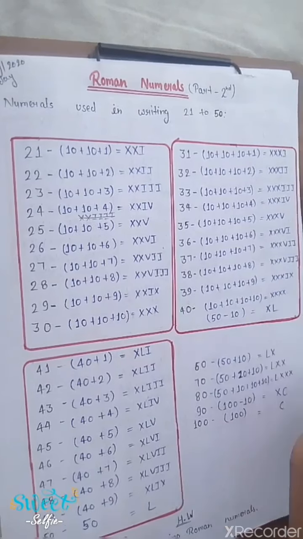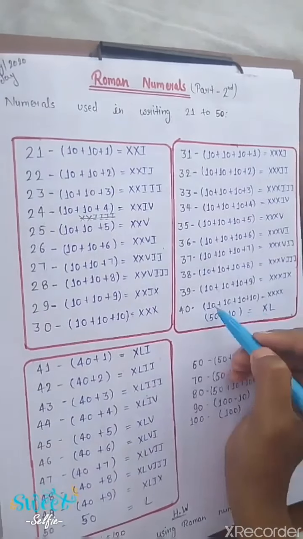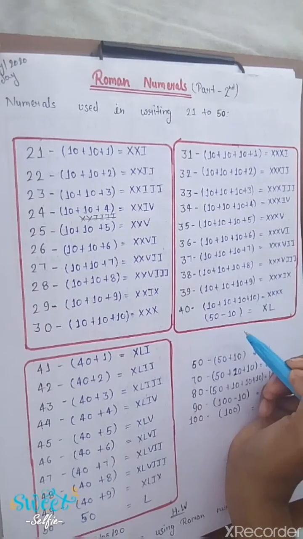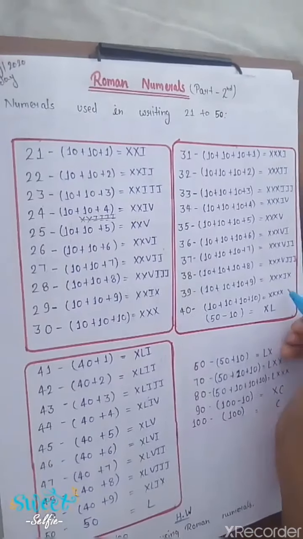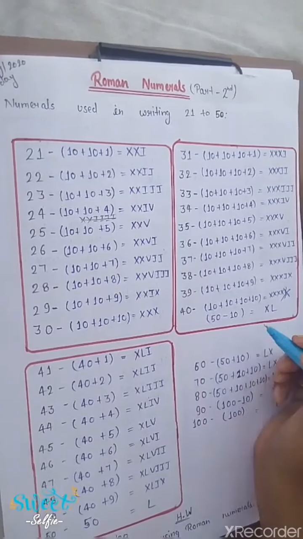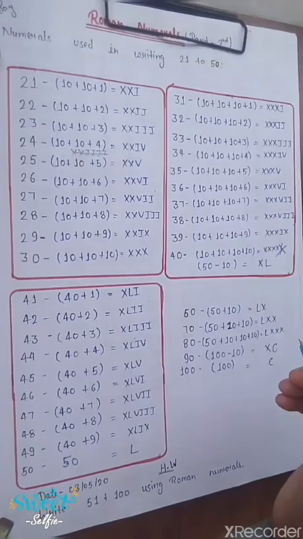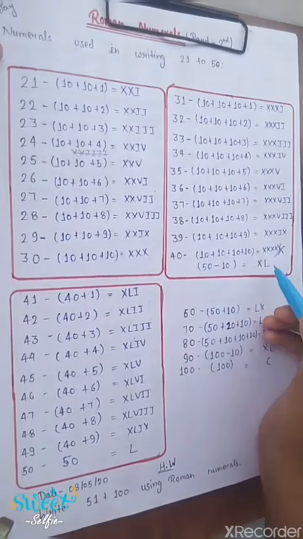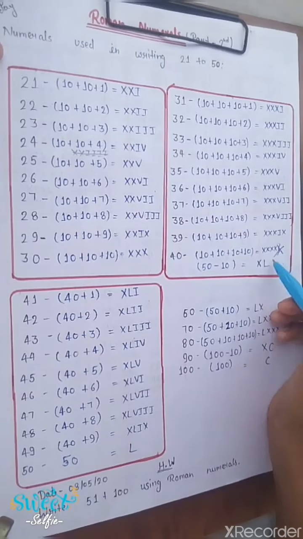Now we will see 40. We can write 40 as 10 plus 10 plus 10 plus 10. But can we write XXXX? No, we cannot write it. This is totally wrong. So how will we write 40 in Roman numerals, if we cannot write XXXX, because we cannot repeat these numerals more than 3 times?